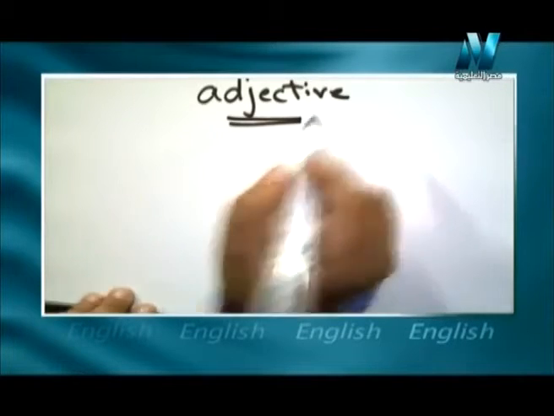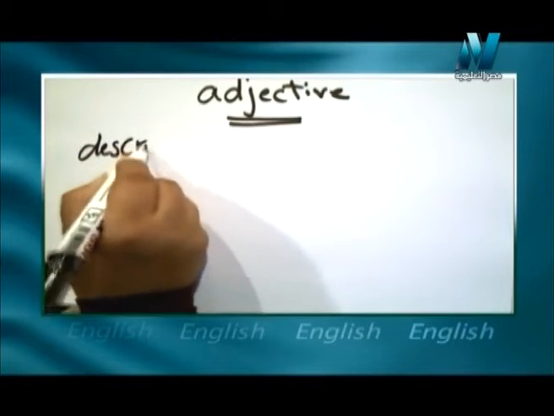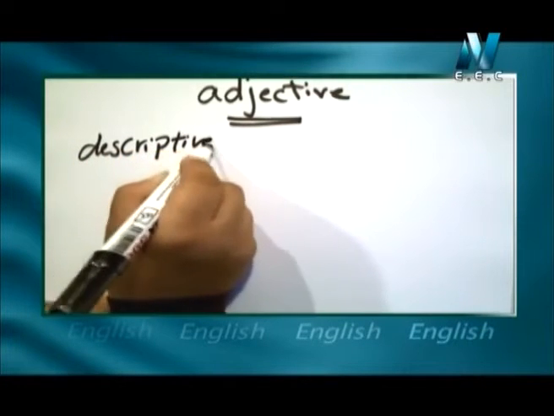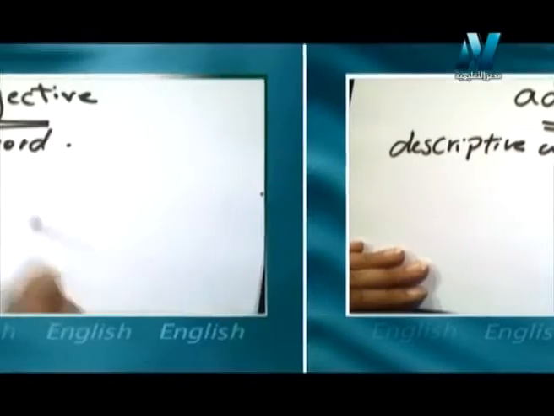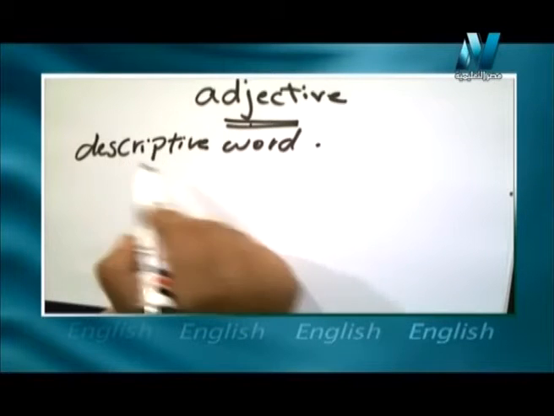For example, I'm speaking about Ahmed. I want to describe Ahmed, whether he is tall, short, big, small, fat, thin. I will describe him by using an adjective. Let's see the adjectives. The adjective is a descriptive word. It's a descriptive word. The adjective is a descriptive word.